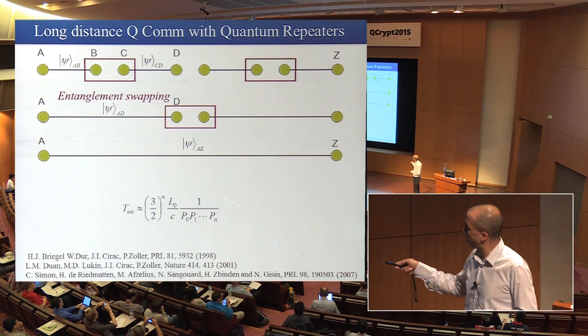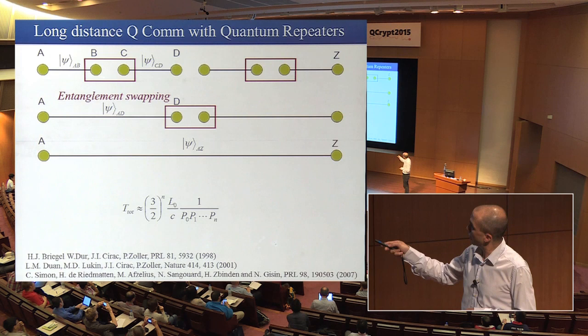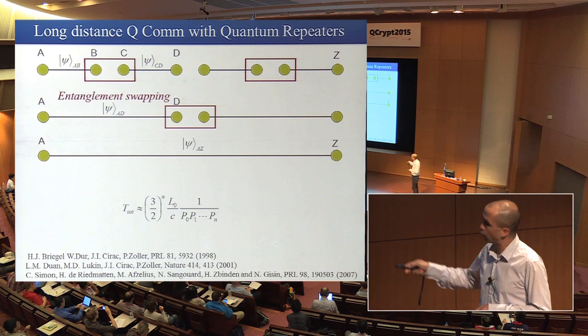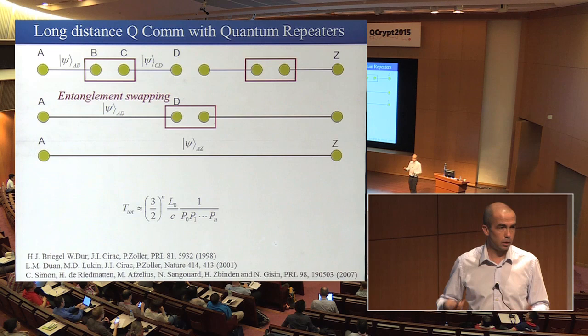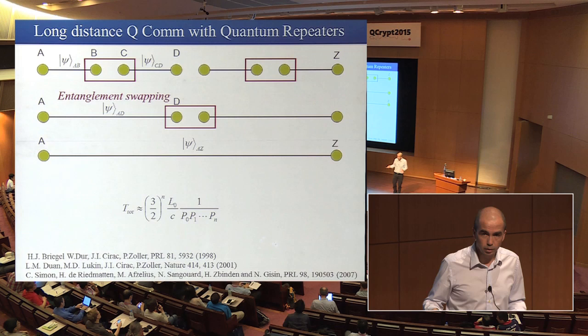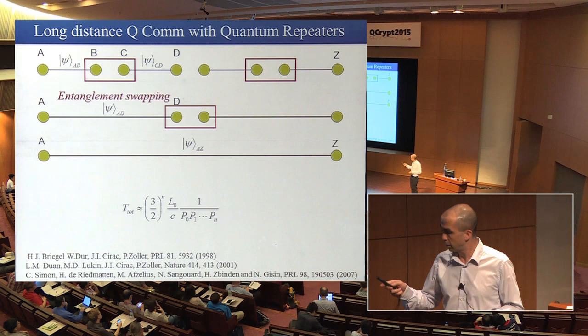well approximated by this formula here, where L0 over c is the distance between A and B, for example, and P0 would be the probability to create the entanglement in each elementary link. P1 would be the probability to have the first entanglement swapping, P2 the second entanglement swapping, and so on. So depending on what we use to do this entanglement swapping, these P's can have different values between 0 and 1. If we use linear optics, for example, this P can be at maximum 1/2, which will be one of the limitations.